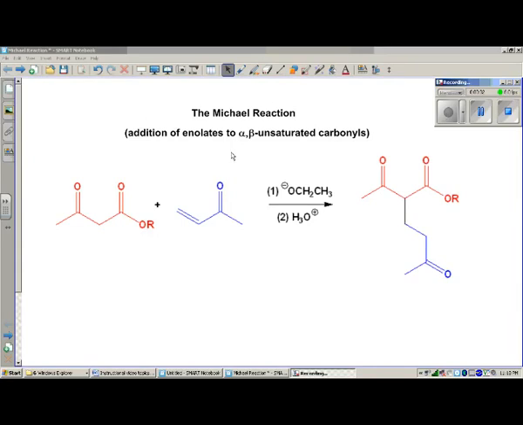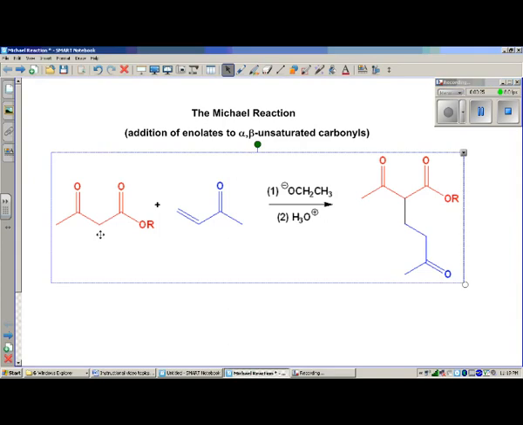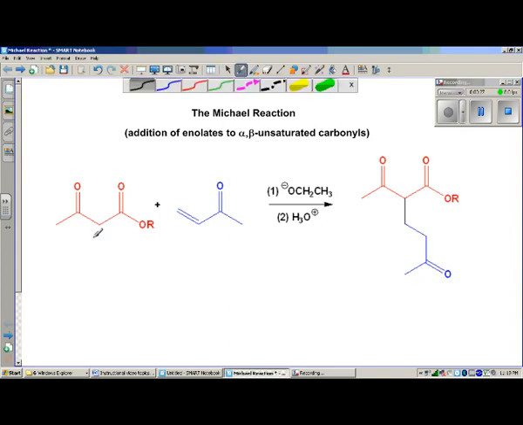Alright, in this video we are talking about a reaction known as the Michael reaction. And what you'll see from this video is the fact that this reaction is very, very similar to the aldol reaction, the Claisen condensation, that sort of reaction, in that you have a species that has particularly acidic alpha hydrogens, which in this case is this beta keto ester.